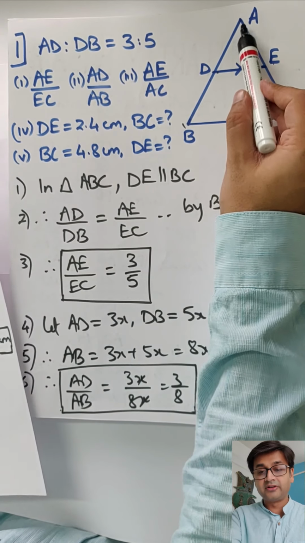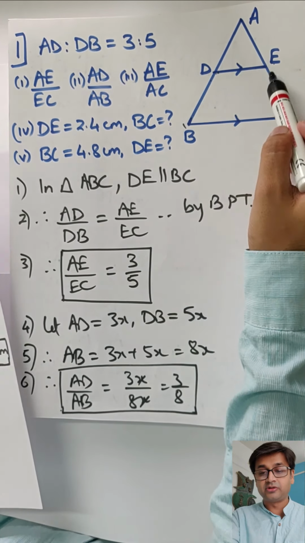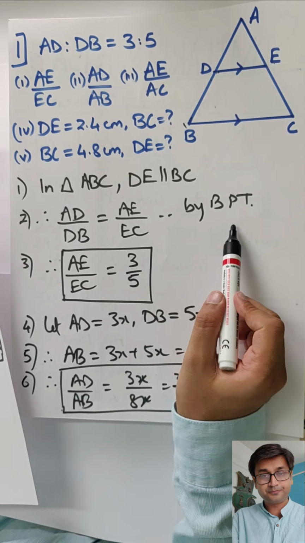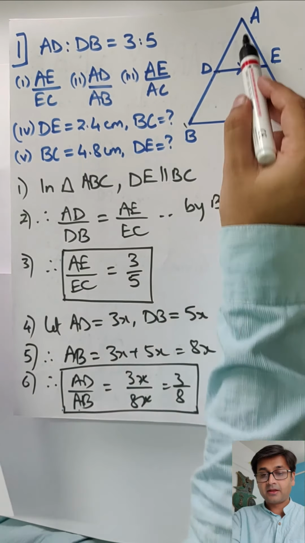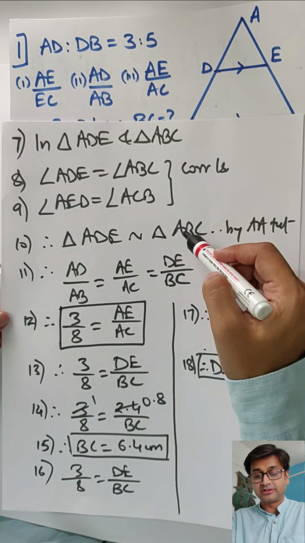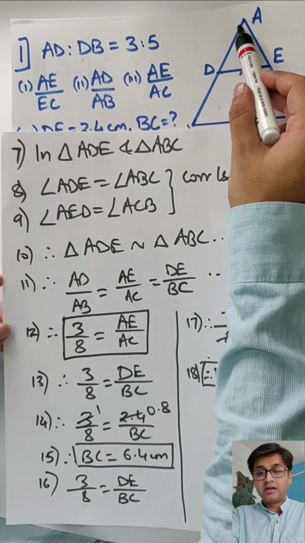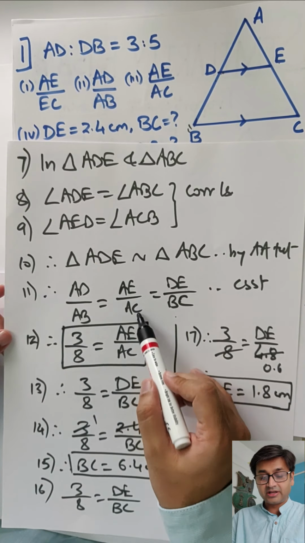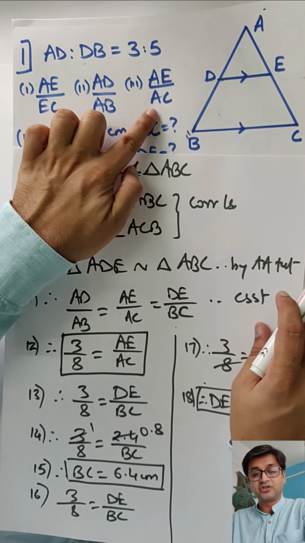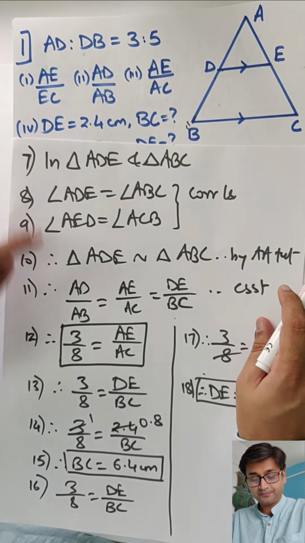Got it? So what we did first is AD upon DB equals AE upon EC by BPT. Then the next method to get AD upon AB. Then we used the two triangles, proved them similar and got AD upon AB equals AE upon AC equals DE upon BC. So that I get AE upon AC, the next part which is asked of me, as 3 by 8.